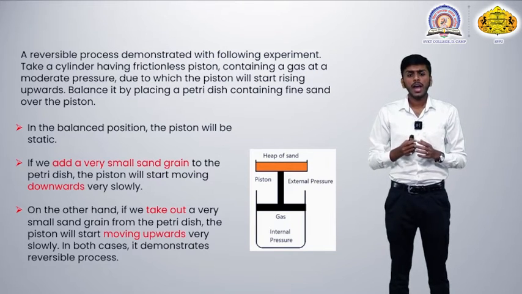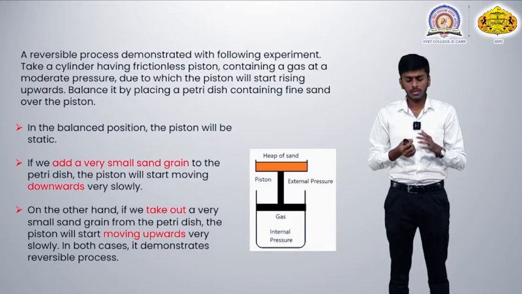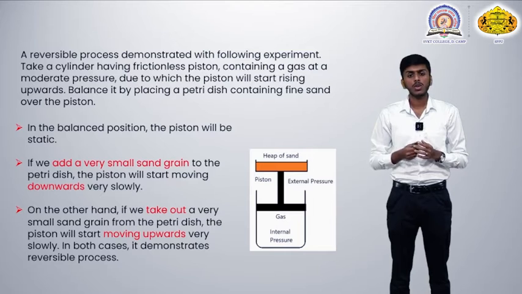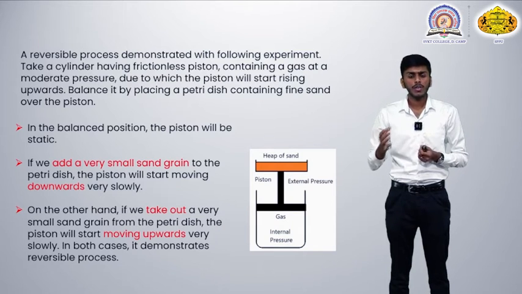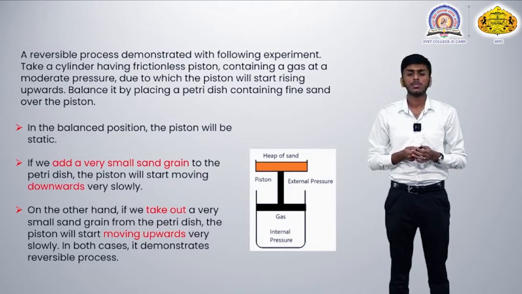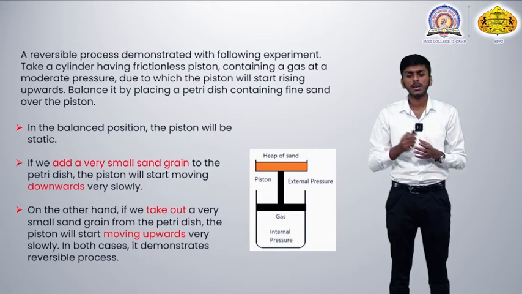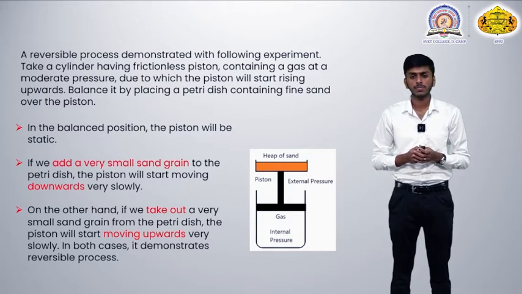Now, if we add a very small sand grain on the petri dish, due to the pressure, the piston will start moving downwards, but very slowly. On the other hand, if we take out a very small sand grain from the petri dish, the piston will start moving upwards very slowly due to the pressure of the gas. In both cases, the reversible process is demonstrated. We can see the experiment diagram in the image given below.